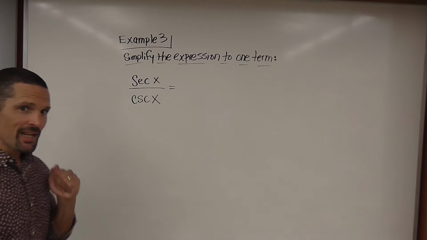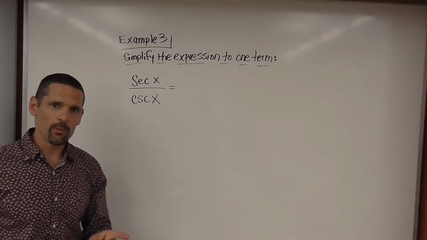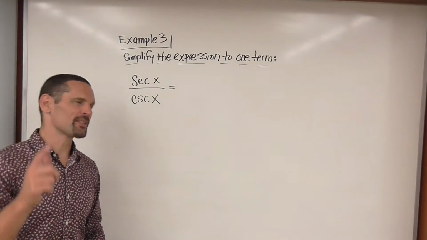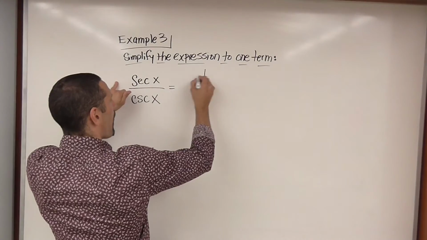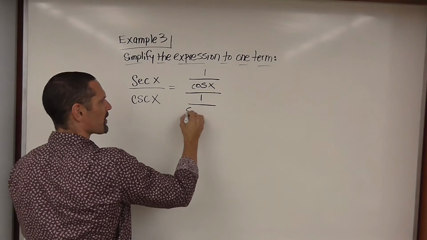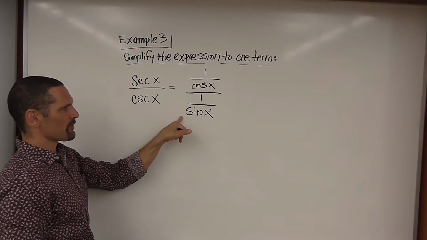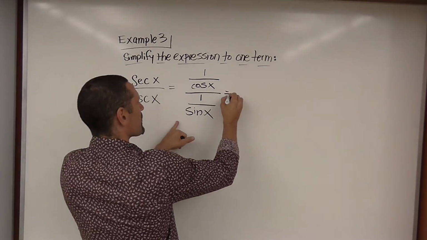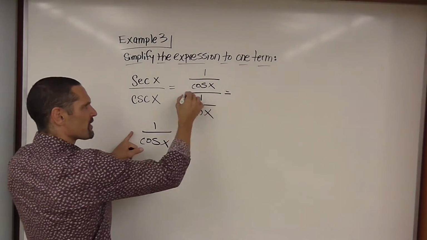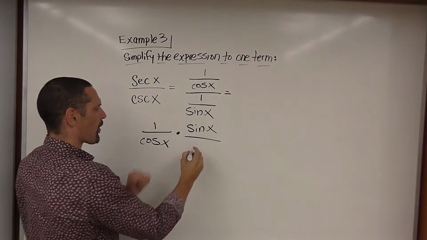We're going to see this technique again. We're going to simplify the expression to one term in example 3. And our technique will be to write each and every term in terms of sine x and cosine x. So secant x is 1 over cosine x, and cosecant x is 1 over sine x. I'm going to keep, change division and multiplication, and take the reciprocal of that. Keep, change, flip gives us 1 over cosine x, keep the numerator, change division to multiplication, and we write this as sine x over 1.